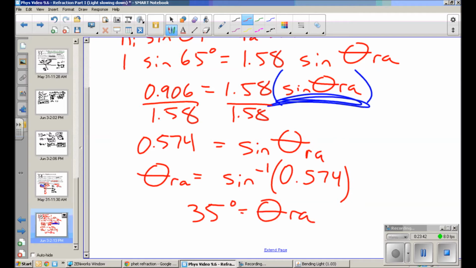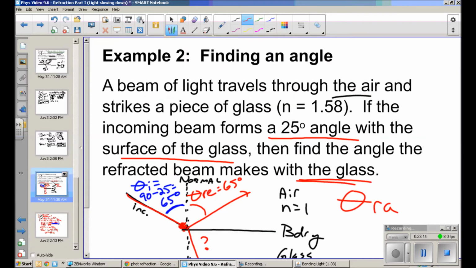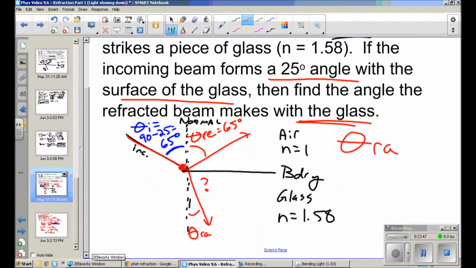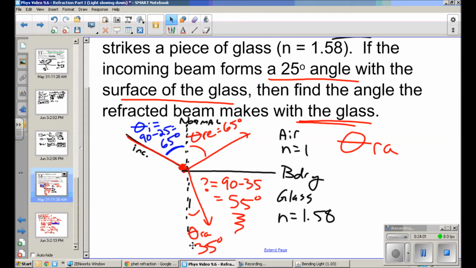So let's go back to our drawing. That means that this angle here is 35 degrees, which means our question mark is 90 minus 35, which actually gives us 55 degrees. And there's the answer. Okay? So that's it. Snell's law.